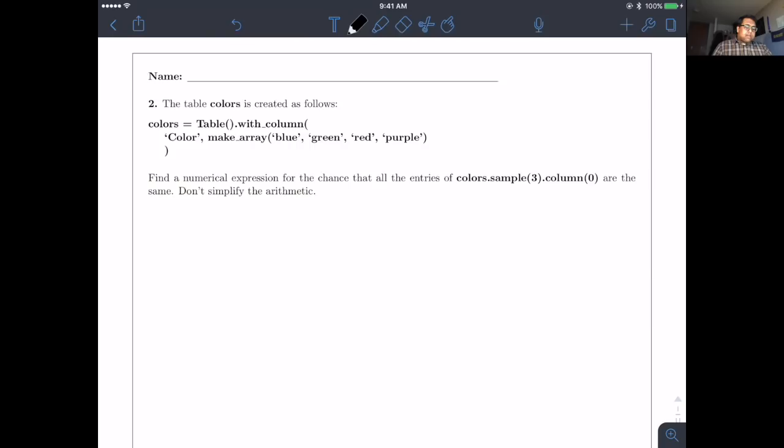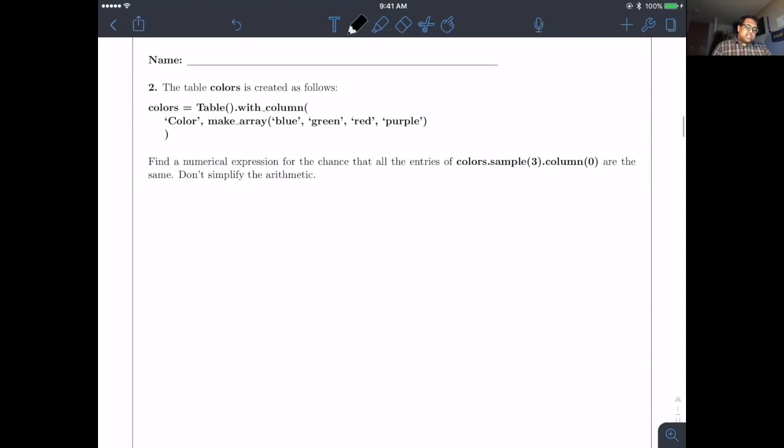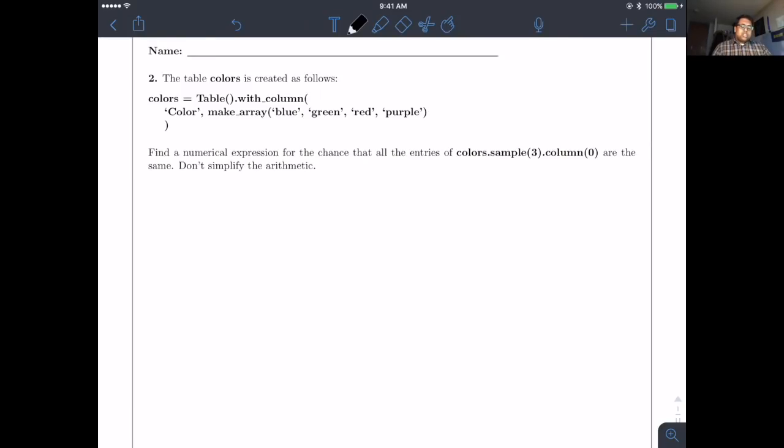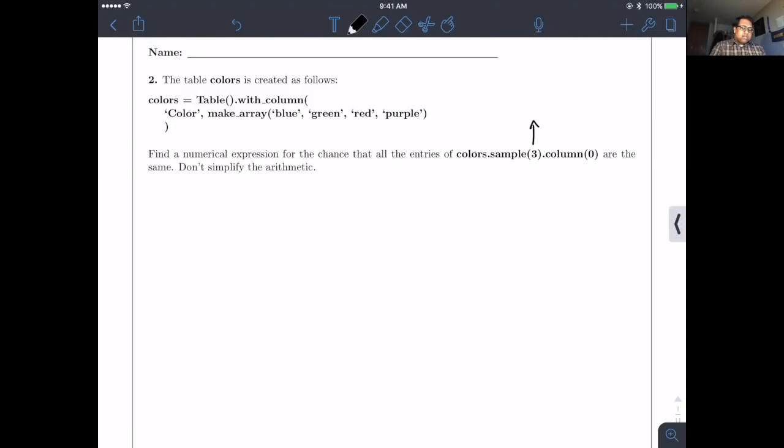Number 2, the table colors is created as follows: table.with_column, and then we make an array of blue, green, red, and purple. This question is asking us to find a numerical expression for the chance that all entries of colors.sample(3).column(0) are all the same. Essentially, find the probability that if we randomly sample 3 times from this array, we're going to get blue, blue, blue, or green, green, green, or red, red, red, or purple, purple, purple. That's what this question is asking, because we're sampling 3 times from this array, and we're taking column 0, which will be the results.